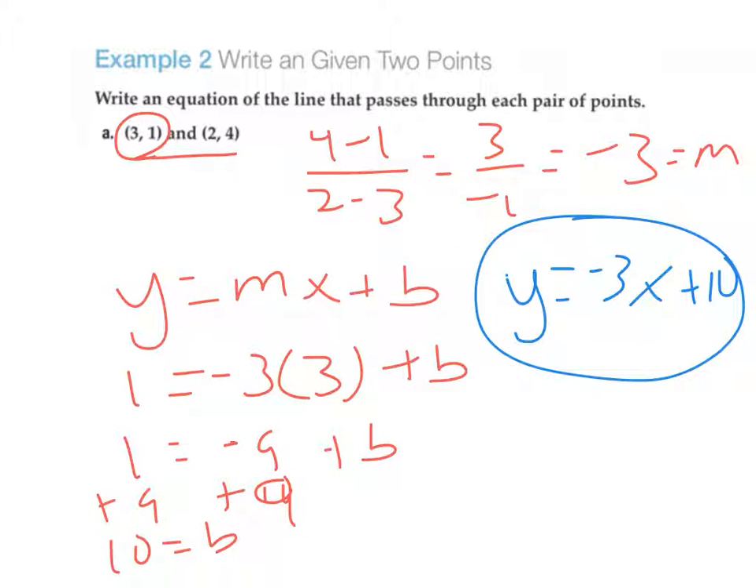So every time we are doing these equations, we're always finding these two letters and putting those numbers in where they go.